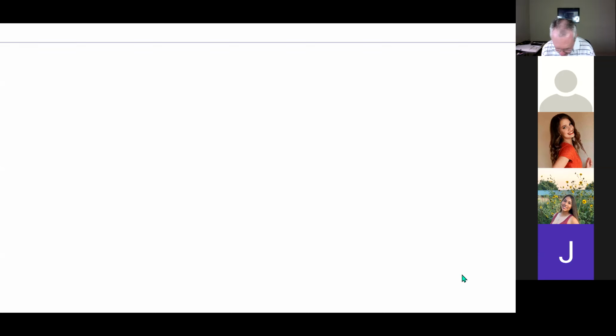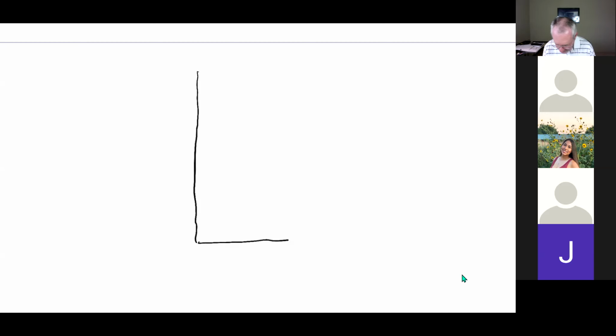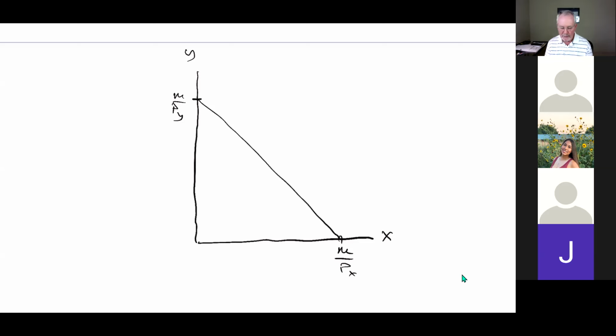But let me just try and draw this out for you guys and see if it makes sense what I'm doing. And what I want to do is focus here on the good X. I want to think about what I'm doing. I've got an individual who has some initial level of income M, and there's some initial price of Y, and there's also some initial price for X. And so that establishes this constraint of affordability for our consumer.